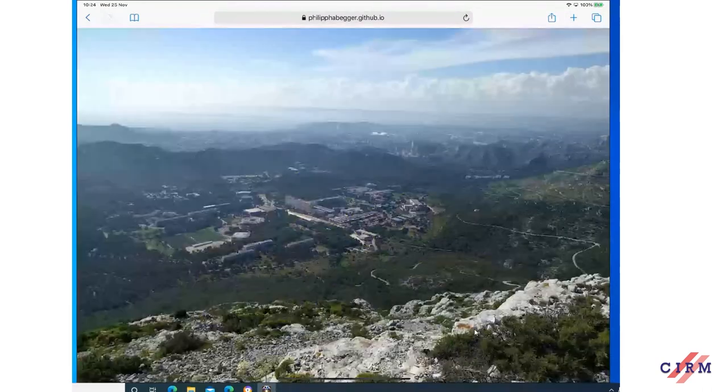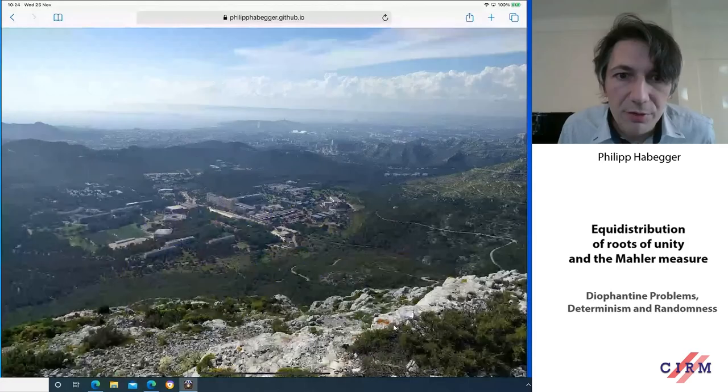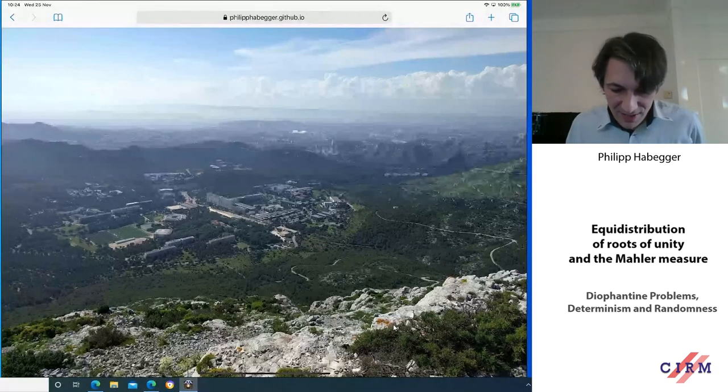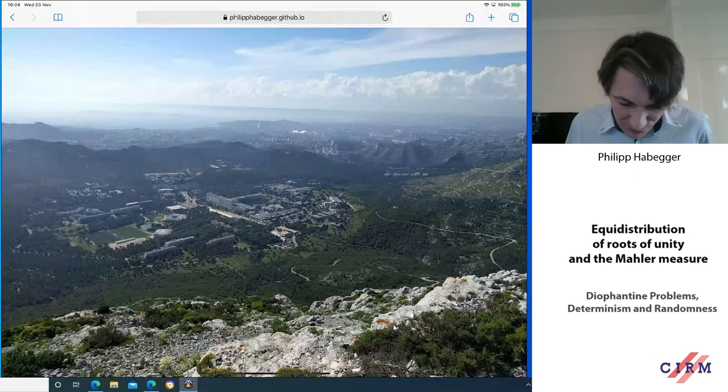Okay, so to close off, here's a picture of Luminy from Mont Puget, with Monte in the background two years ago. So I hope to return to Luminy soon.